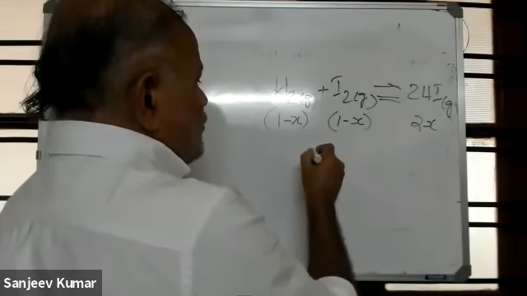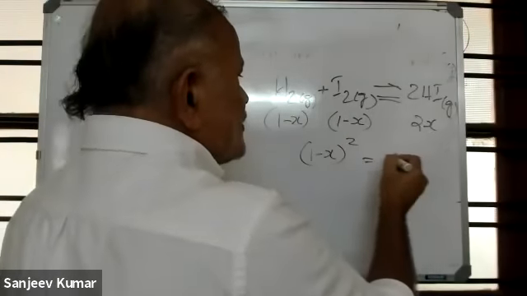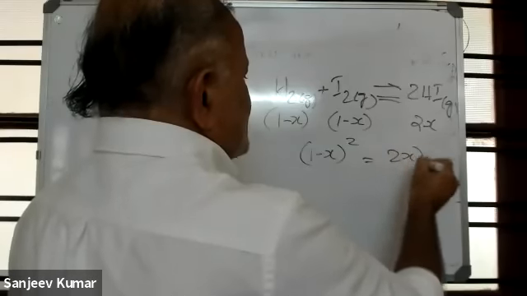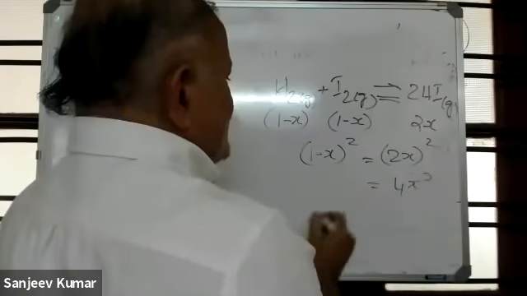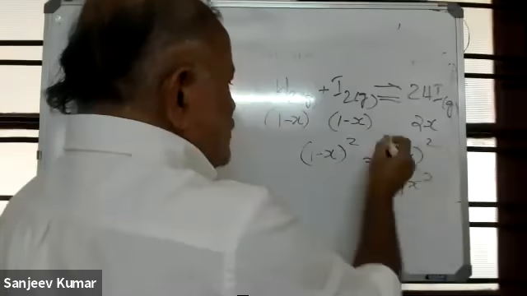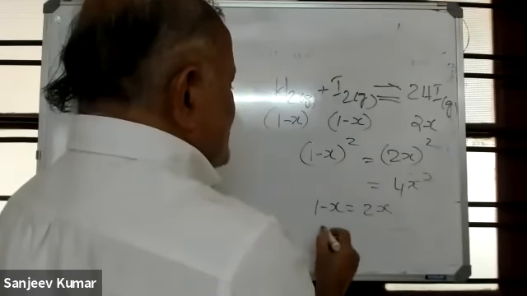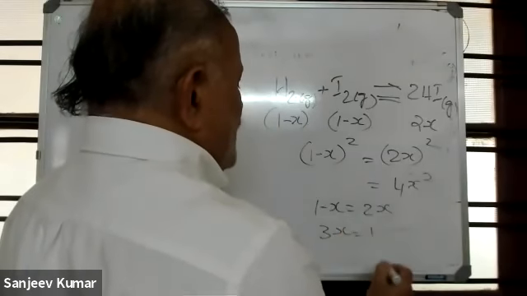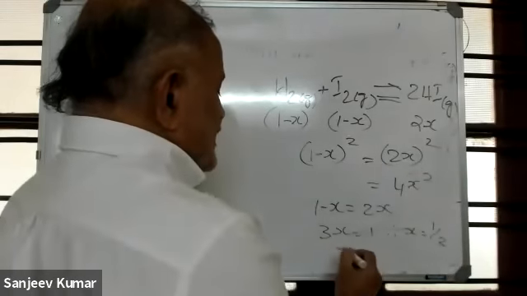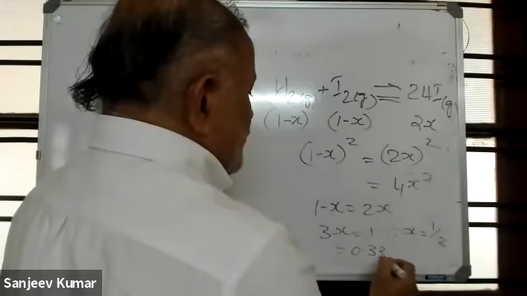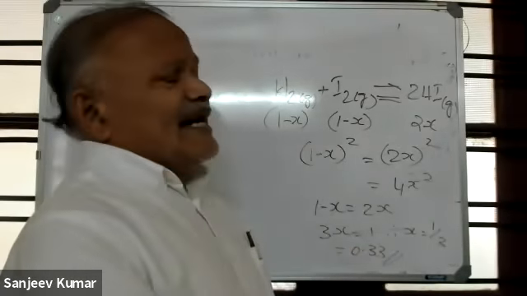And we know that (1 minus x) whole squared is equal to (2x) whole squared, that is, it is equal to 4x squared. Therefore, taking the root of this, 1 minus x is equal to 2x, or 3x is equal to 1, or x is equal to 1 by 3. That is, only 0.33, 1 by 3 or 0.33 fraction will react.